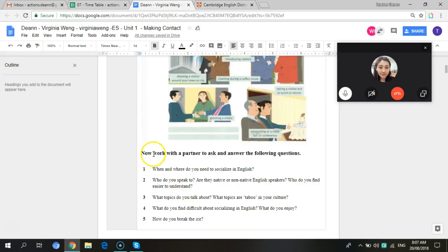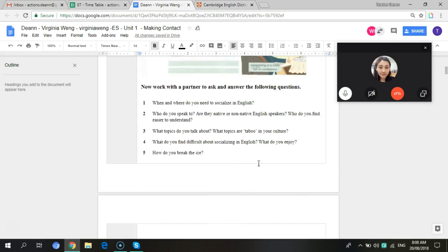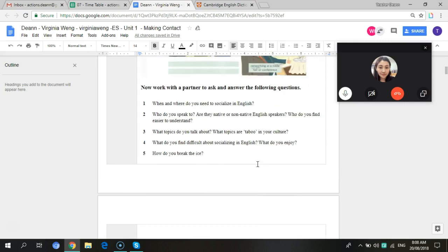Next we have: work with a partner to ask and answer the following questions. So this time let us take turns in asking the questions. There are questions here that we can ask for ourselves. Let us start with number one. The first question is, when and where do you need to socialize in English?